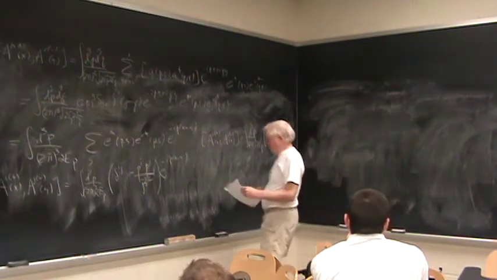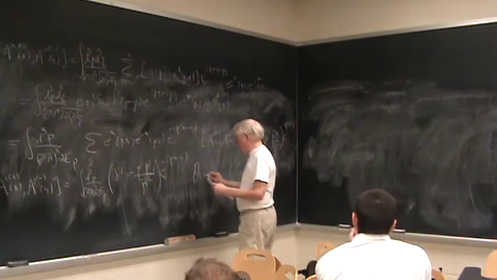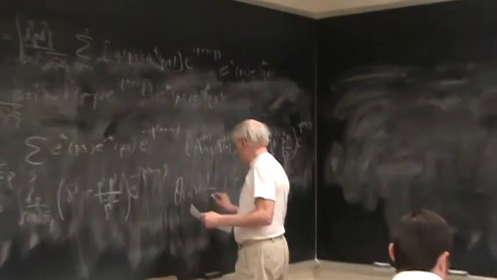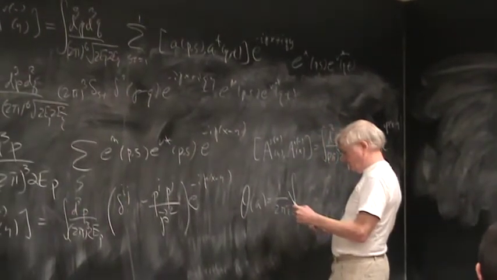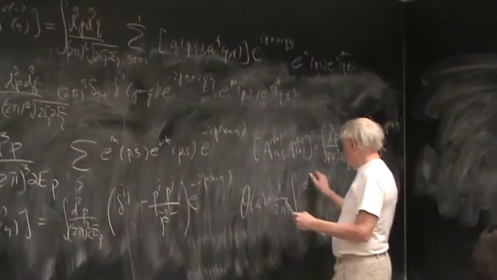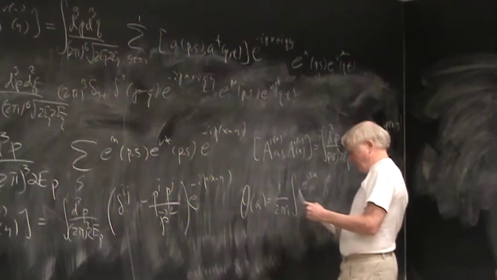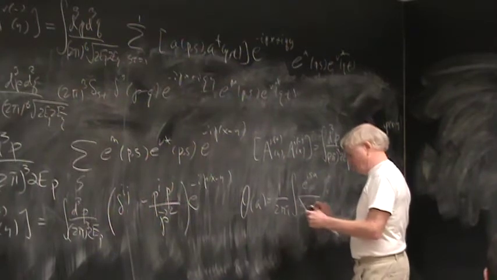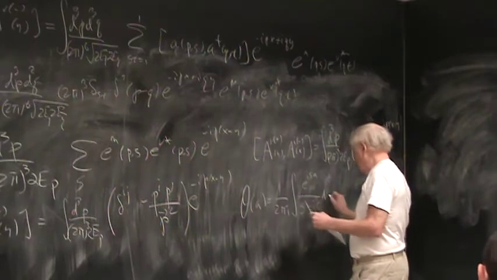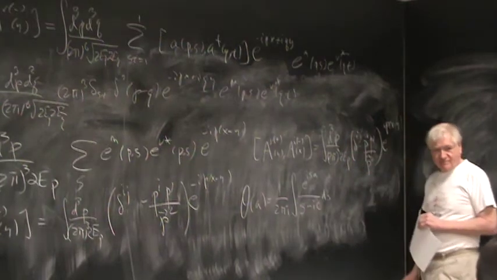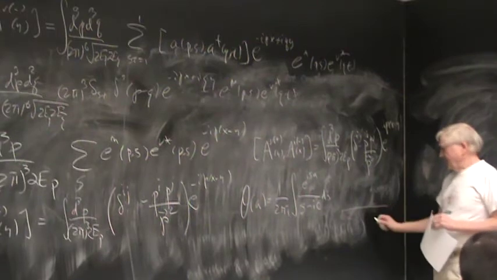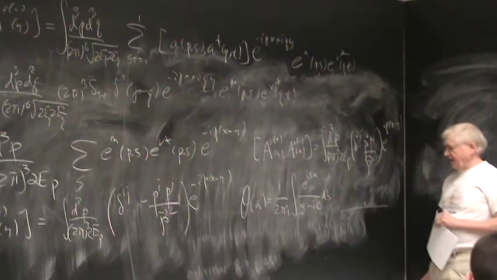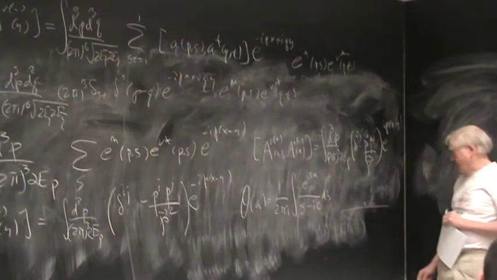Okay. Well, first thing is to write theta function of a as 1/2 pi i integral e to the i s a over s minus i epsilon ds. Okay. All right. So this has a pole here at i epsilon.